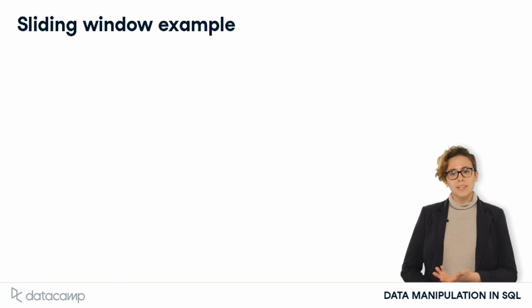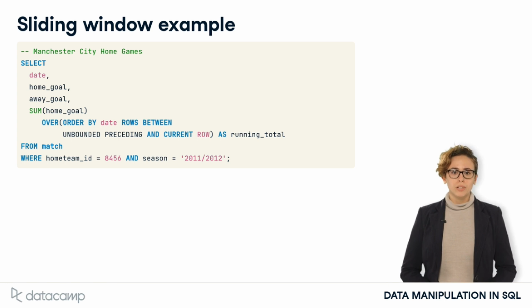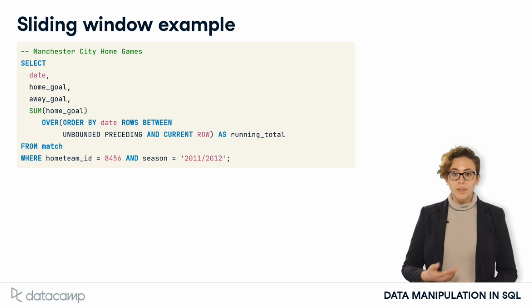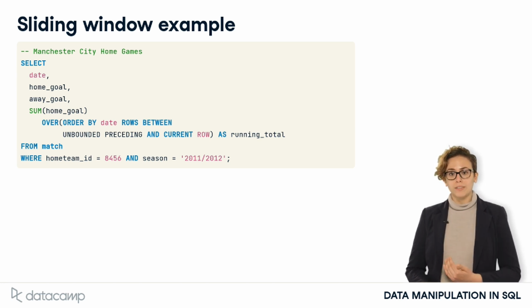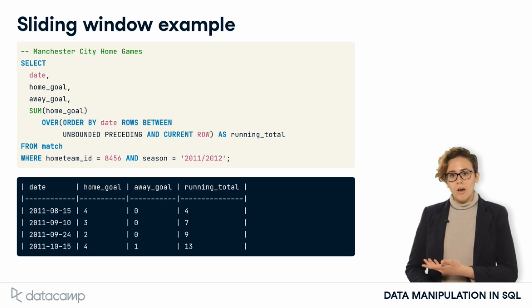For example, the sliding window in this query includes several key pieces of information in its calculation. It first states that the goal is to calculate the sum of goals scored when Manchester City played as the home team during the 2011-2012 season. It then tells you that you want to turn the calculation into a running total ordered by the date of the match from oldest to most recent and calculated from the beginning of the dataset to the current row. Your resulting dataset looks like this, with a column calculating the total number of goals scored across the season, with a final total listed in the last row.